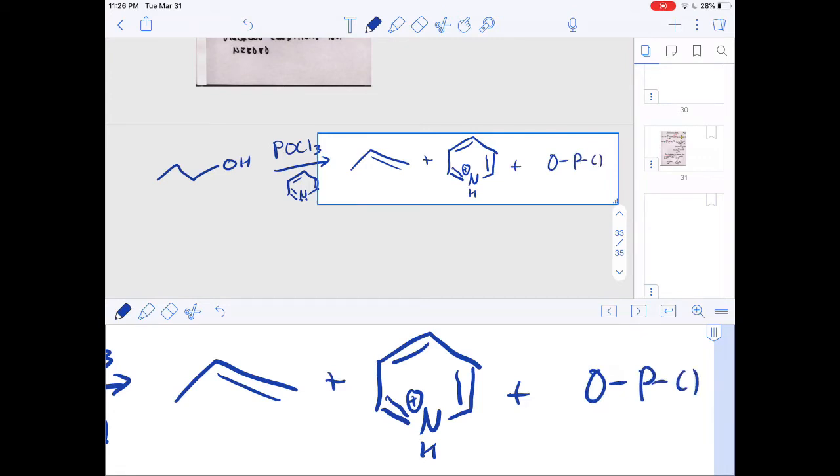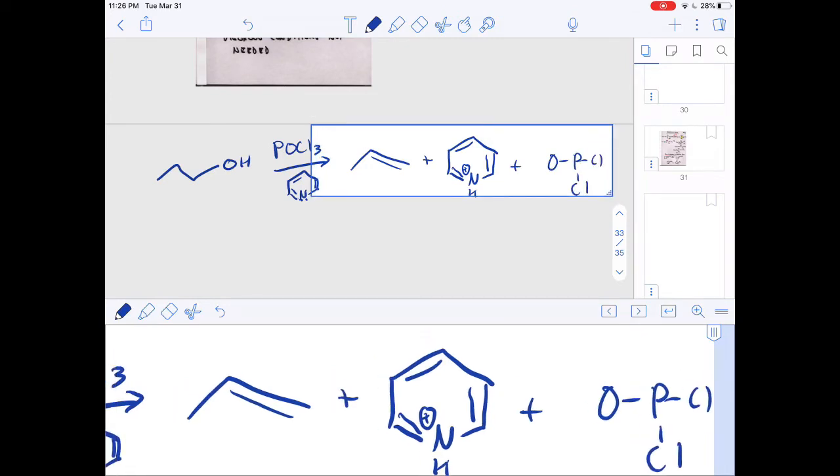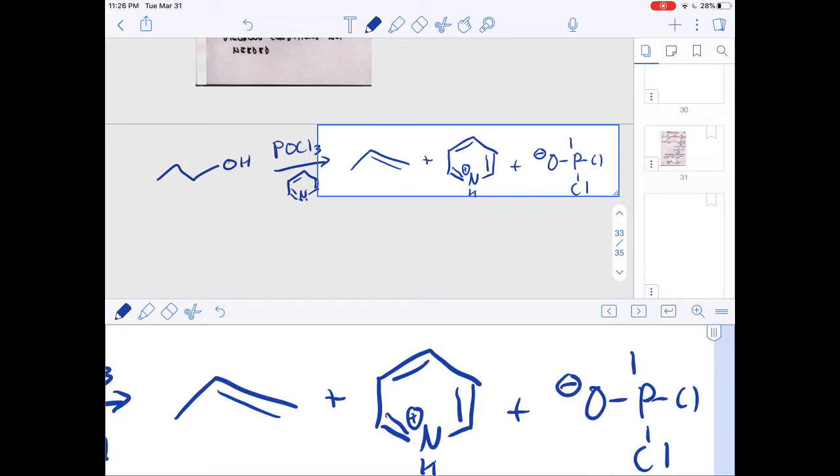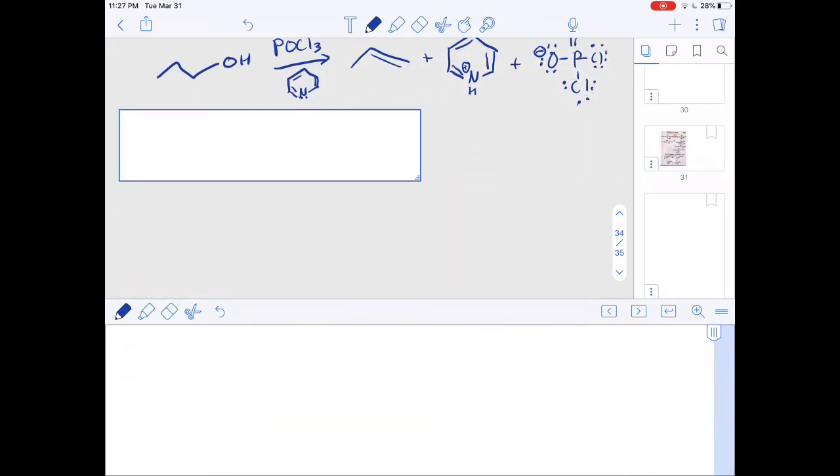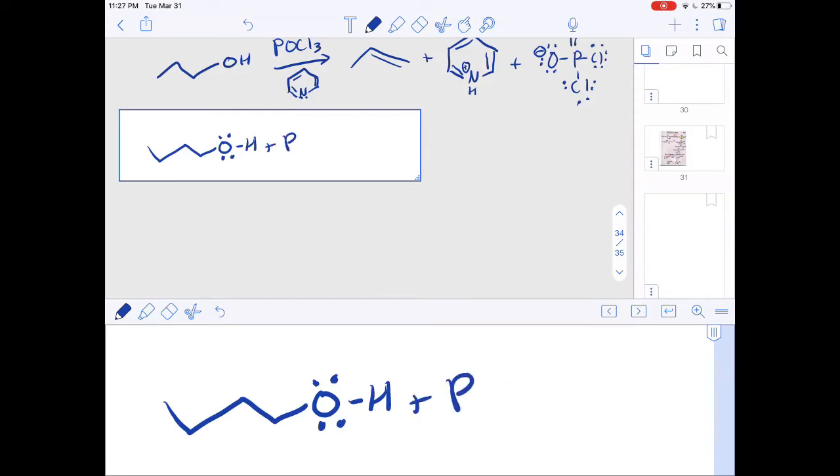And this is your side product. Okay. So now, starting the mechanism, let me draw it out first and then we'll get into it. So this is what the structure of POCl3 looks like in the beginning. So you're going to start, wait, let me give it more space.